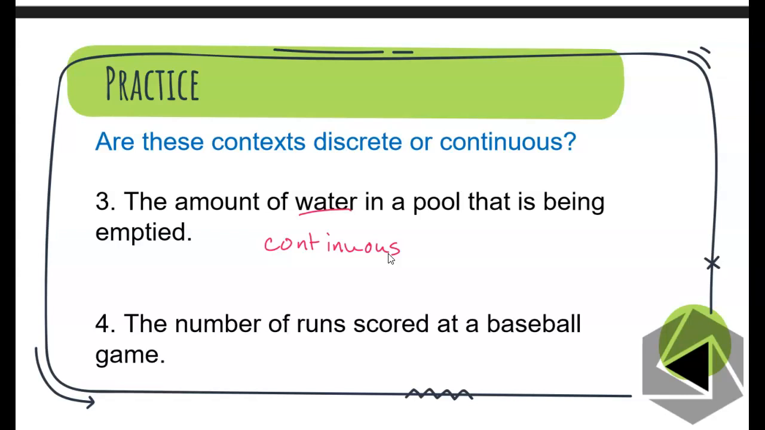Okay, but how about the number of runs scored at a baseball game? Is that discrete or continuous? Well, those happen in chunks, right? You don't get a part of a run. You don't get half a run. You don't get a quarter of a run or 1/100th of a run. You either get a run or you don't. So that happens one chunk at a time. One. So this is a discrete context. We can't divide that up, and it's not happening continuously over time.